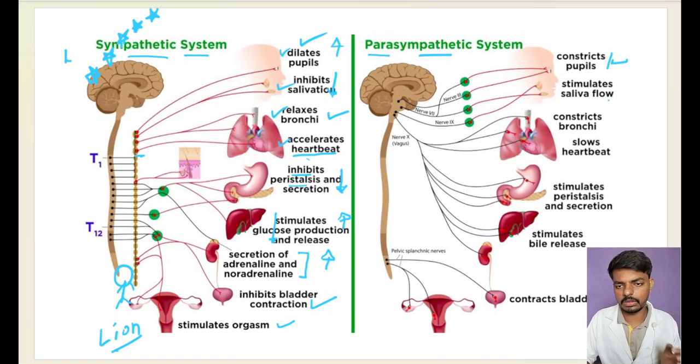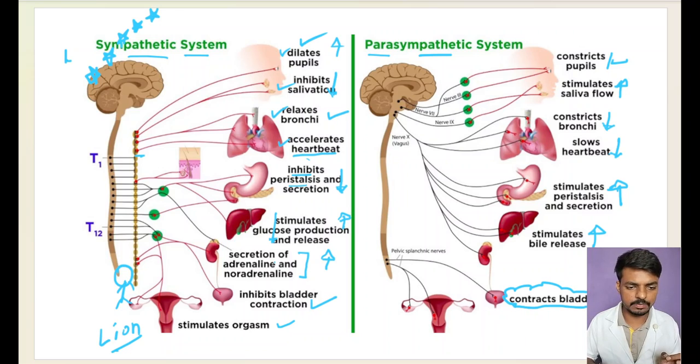And it increases the GI system function, that is, it increases salivation. It constricts the bronchi. All other functions decrease, and the heartbeat slows. Again, GI system activity stimulates peristalsis and secretion, stimulates bile release, and it contracts the bladder. Very important. And the sympathetic nervous system inhibits bladder contraction, very important. It is also responsible for penile and vaginal clitoris erection.